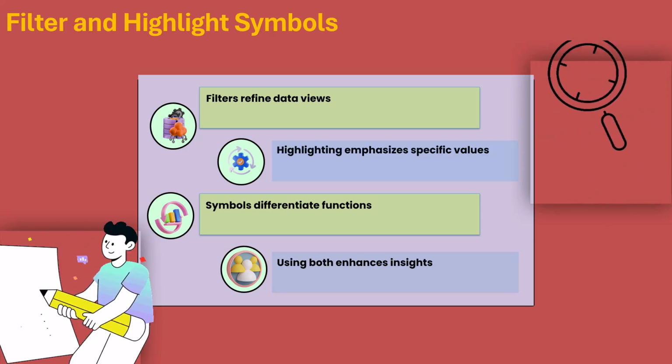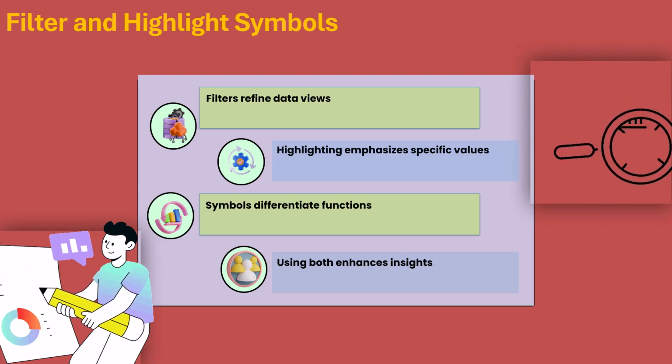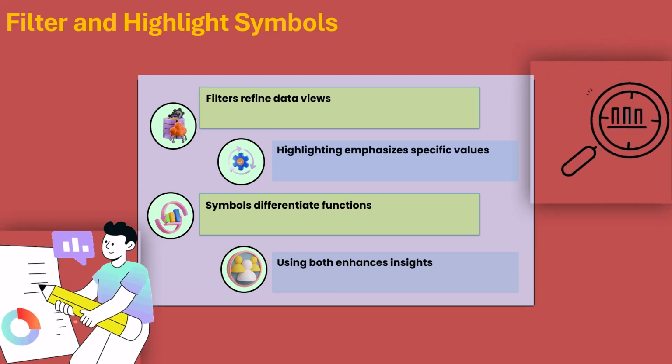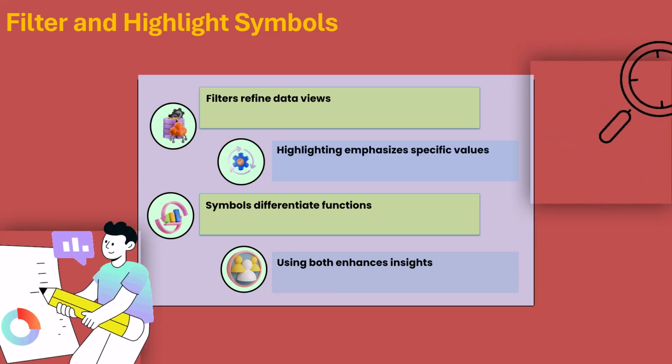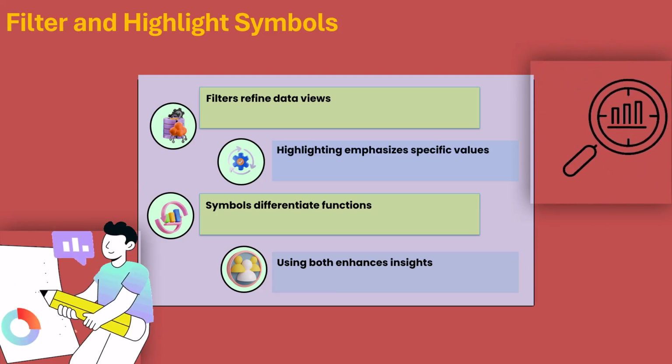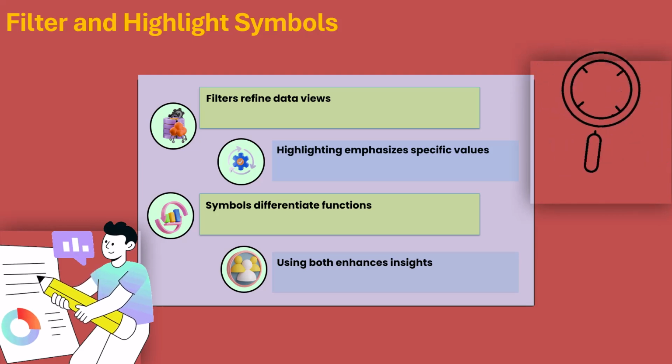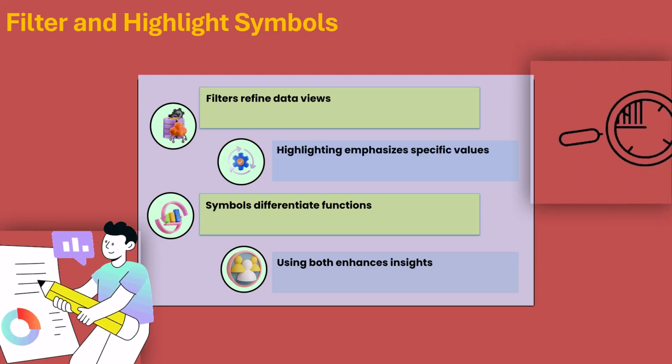Filters and highlights: Power BI's way of making sure your data doesn't get lost in the noise. Filters let you refine the view, while highlights emphasize key numbers. Learning to use the symbols correctly can help make your report pop. Think of it as putting highlighter on a textbook. It brings the important stuff into focus.